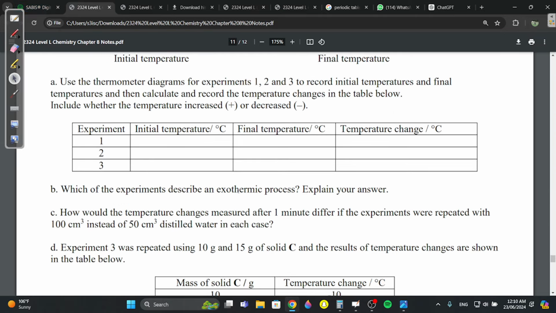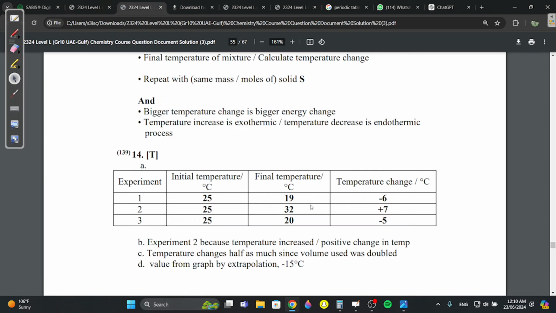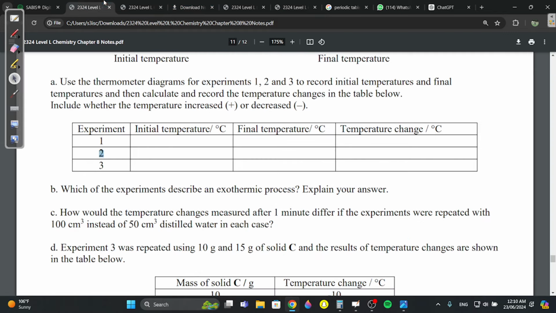Which of these would be an exothermic process? The exothermic process would be the one where the temperature increases. So it would be experiment 2, because experiment 2 increased its temperature from 25 to 32. So you'd say experiment 2 because the temperature increased. How would the temperature change? Measured after 1 minute.